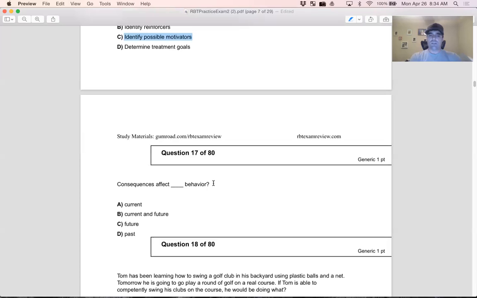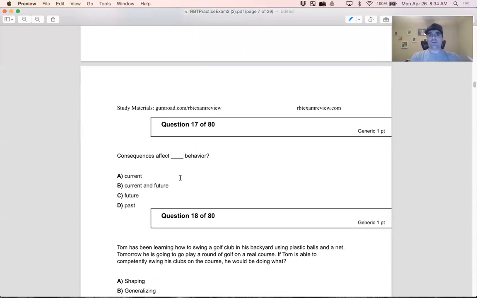All right, question 17. Consequences affect blank behavior. Do consequences affect current behavior, current and future, future and past? Well, consequences can't affect current behavior, because consequences come after the current behavior. So the behavior is done once the consequence happens. So it can't be current. And then at B, it can't be current because obviously. C, future. Yes, consequences affect future behavior.